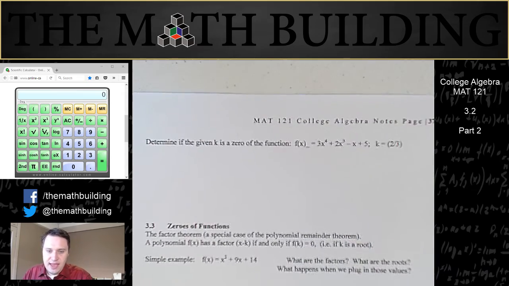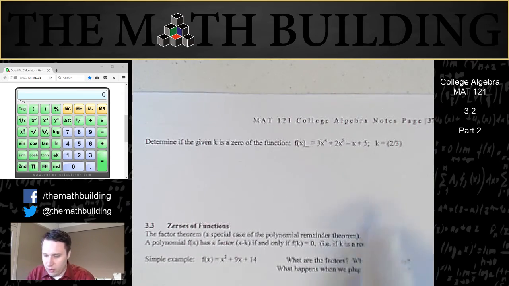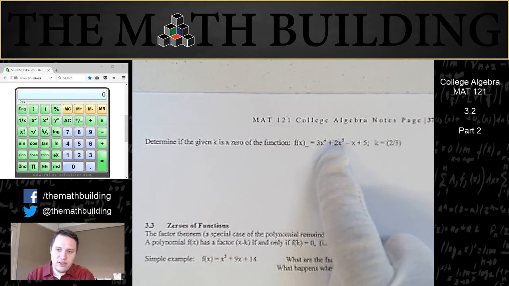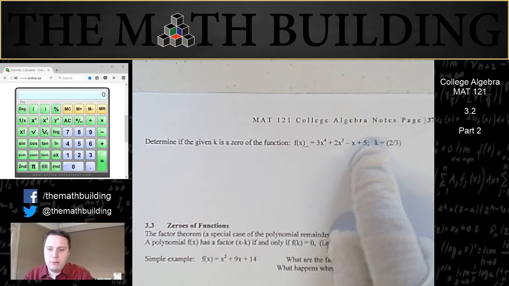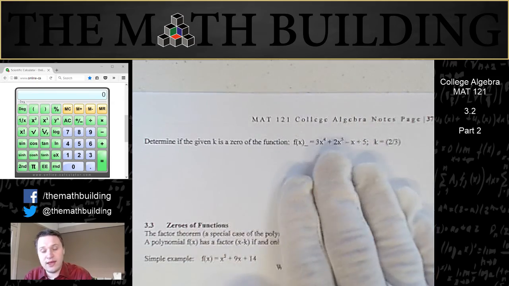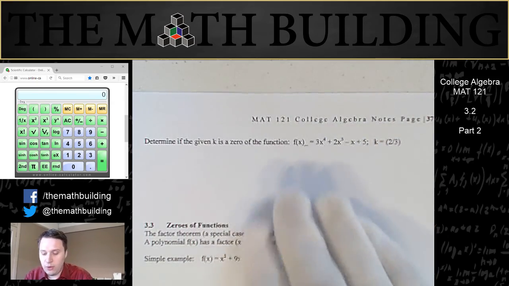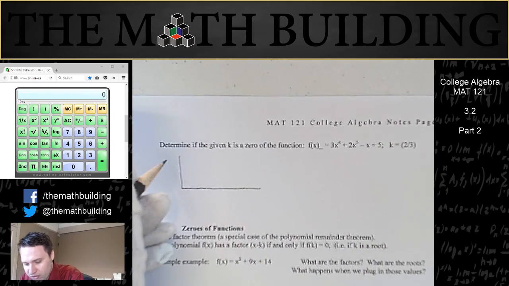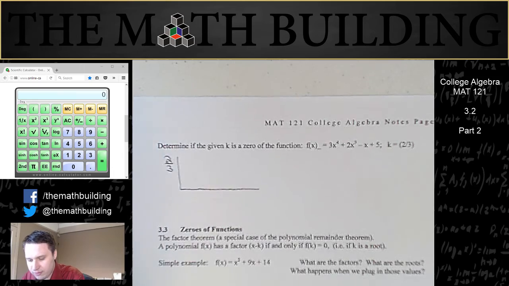Determine if the given k is a 0 of the function. So is 2/3 going to be a 0? We're going to plug in 2/3 into this function. You could plug it in and just see if it's 0, but we're going to use synthetic division and see if our remainder is 0. So our k value is 2/3.